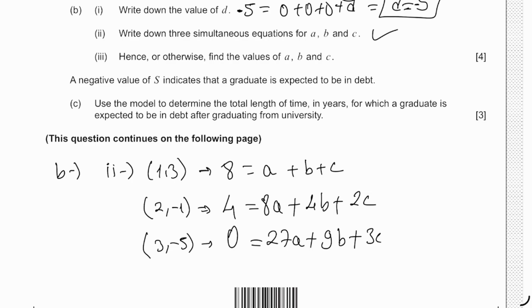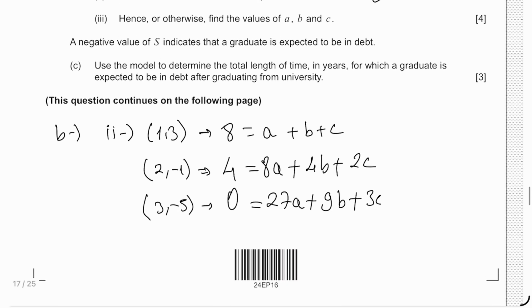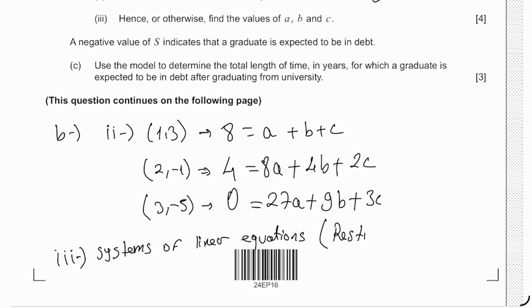This is part II. Hence or otherwise, find the values of A, B, C. So we're going to use our calculator to find it. But in your calculator, guys, you can solve it by numerical solve, and systems of linear equations. You can solve this easily that way, but your calculator will be in the exam mode, test mode, and in the test mode, this is restricted.